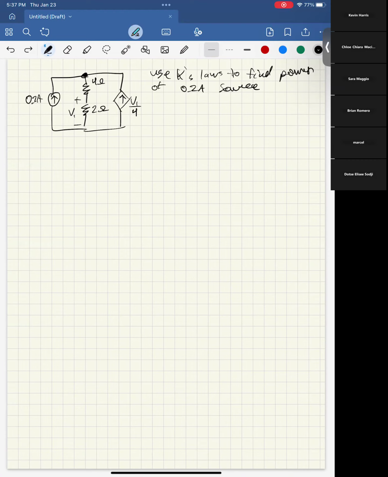Will there be anything from Wednesday? There shouldn't be anything from Wednesday on the quiz. Generally, again, the quizzes will be what is on the homework, but maybe a bit different.